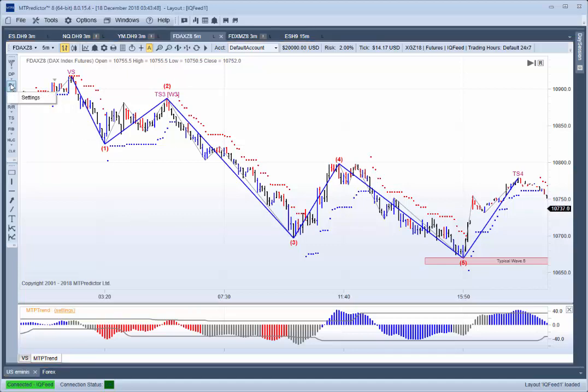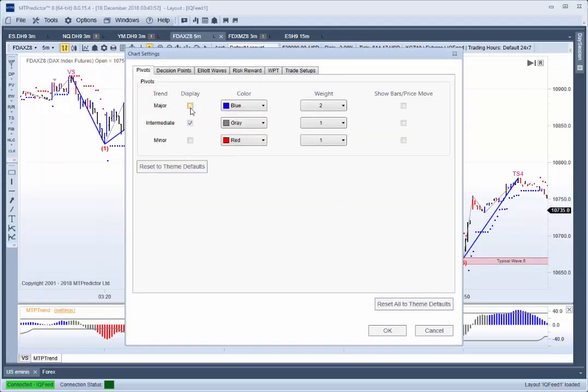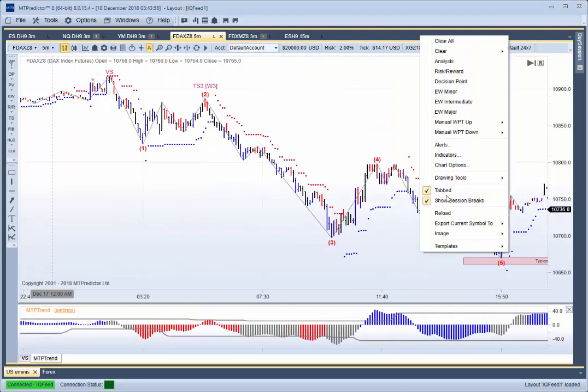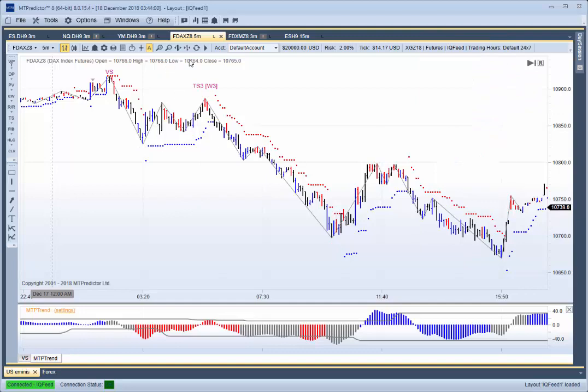So how do we do it? Well, first of all, let's just take those major swings off just for a second to clear the chart up, and I will show you how we do it in MTPredictor. Just clear everything off. Whoops, clear all. Right.